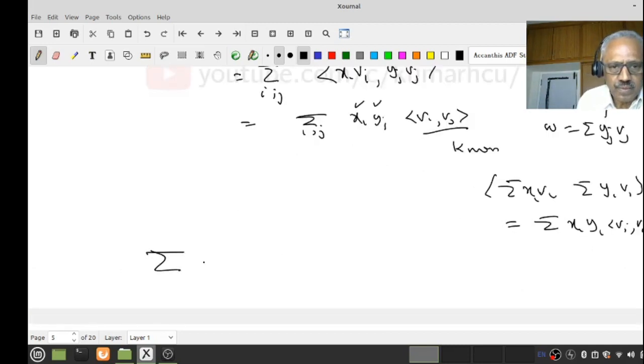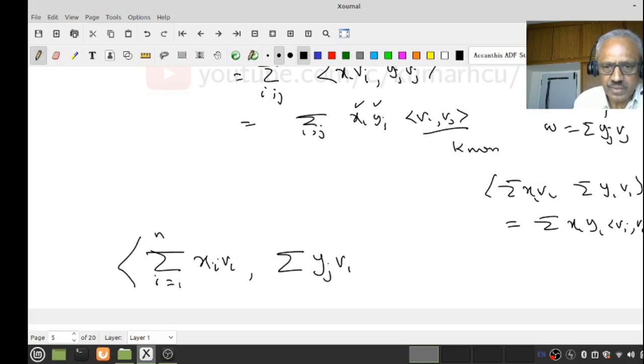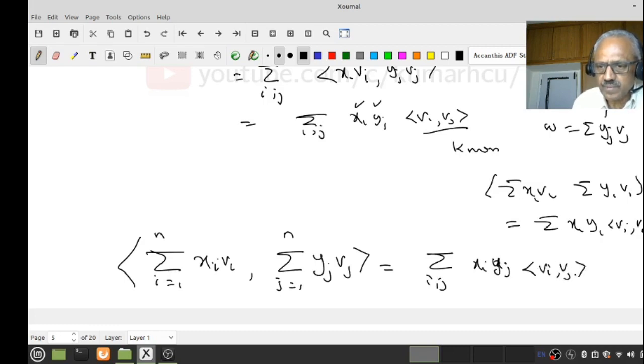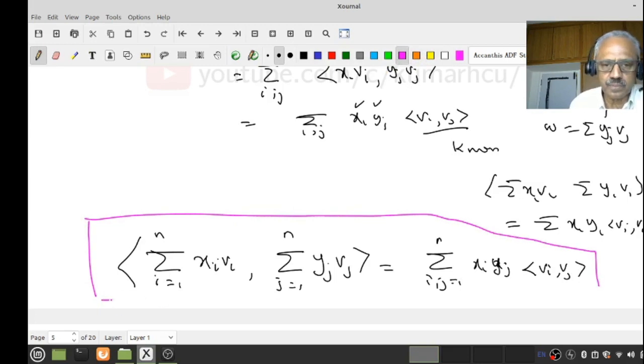So, summation xi vi, notice that this could be anything to anything, not necessarily the same n, but anyway let us stick to that, times summation yj vj, j equal to 1 to n, is summation over i and j of xi yj times the inner product of vi with vj. This is 1 to n. Okay, so please make sure you understand this formula. This is what you should learn thoroughly.